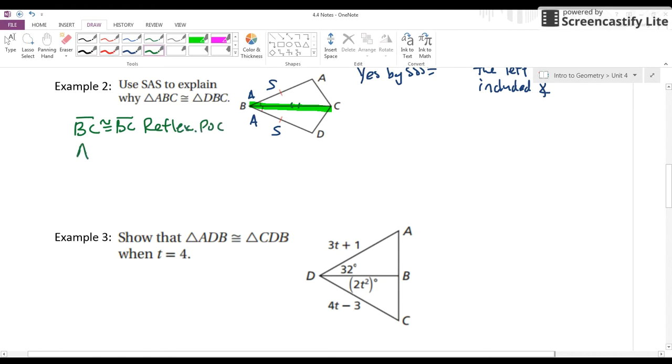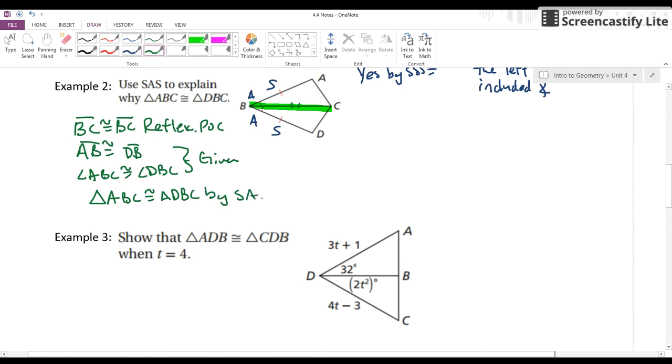And then since AB is congruent to DB, and angle ABC is congruent to angle DBC, from our given, triangles are congruent by SAS congruence. Once again, for this one, you had to look very carefully at what's going to make the included angle. So that's something you can't just randomly pick, right? You want to look at where the angle should be and what the side should be based on that angle.